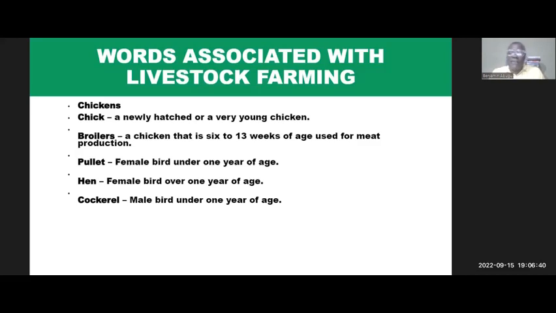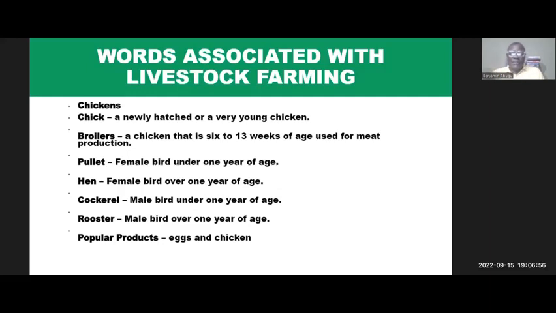Then you have the cockerel, which is a male bird under 1 year of age, okay? Then you have the rooster, which is the male bird over 1 year of age, okay? Then the popular products that you have from raising chickens will be eggs and chicken meat, of course, okay?